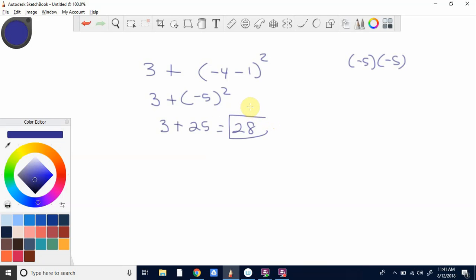It's really that simple. So now I want you to pause it, and I want you to attempt guided practice 1A and 1B, and check your answers afterwards.